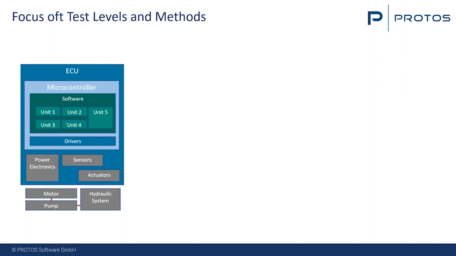Let's look at a normal electronic control unit with a microcontroller. You have the software units inside, the drivers, and so on. Then outside the microcontroller, you have the power electronics, sensors, actuators. And in the system, for example, you have a motor, a pump, and a hydraulic system. This would be, for example, a lubrication pump or a hydraulic pump or something like that.